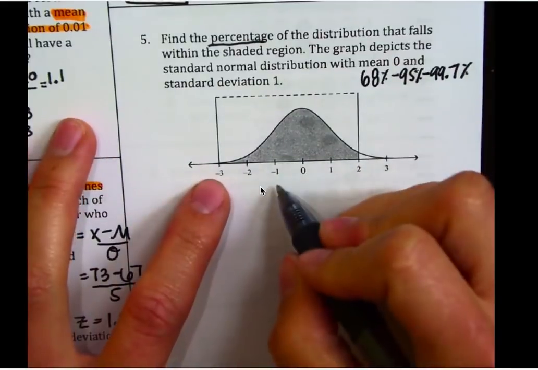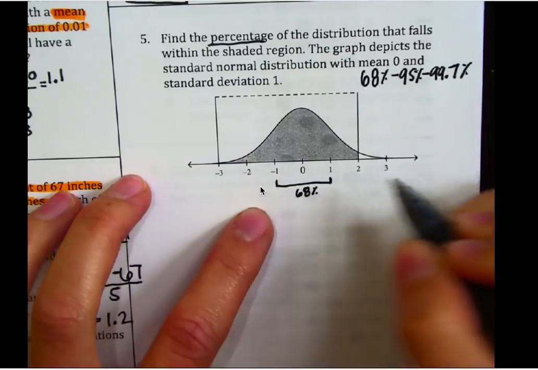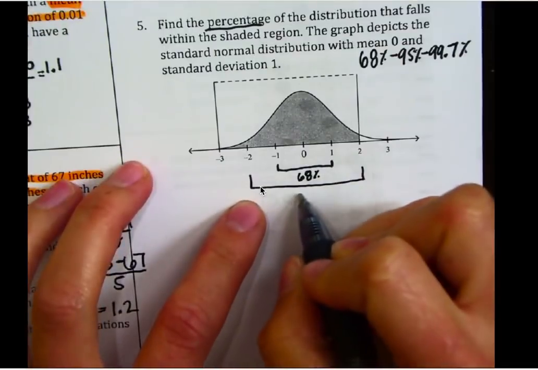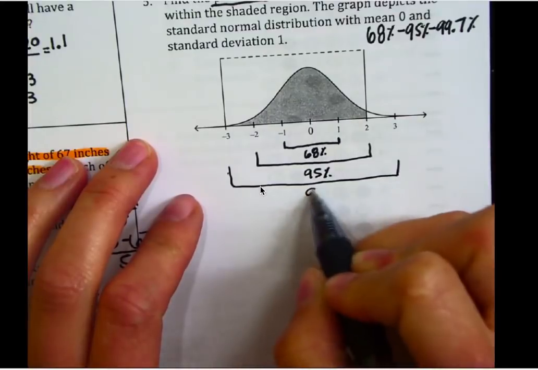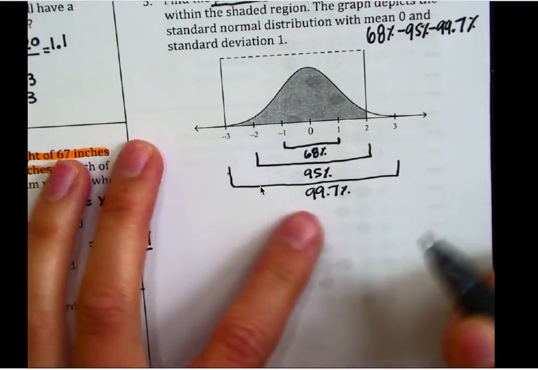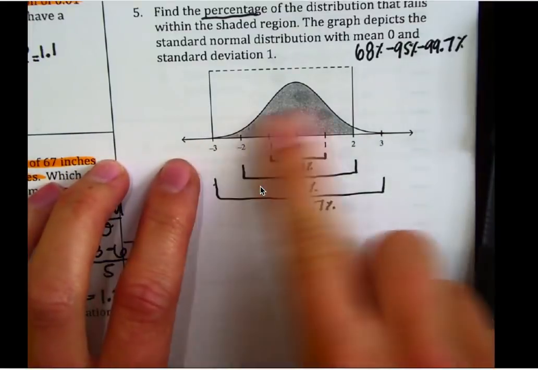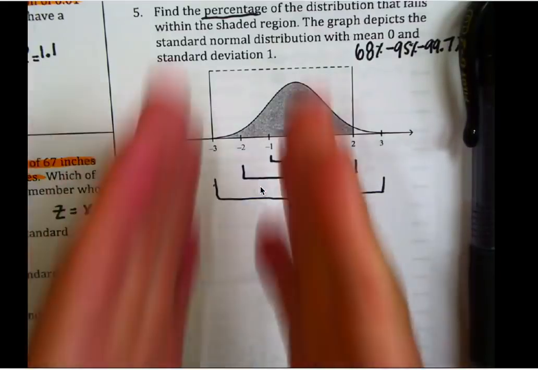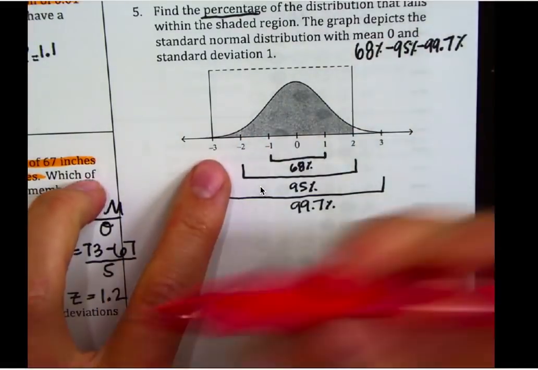We know that when you're within 1 standard deviation above and below, it accounts for 68% of the data. If you are within 2 standard deviations from the mean, it accounts for 95% of the data, and within 3 standard deviations, it accounts for 99.7%. So what we have here is shading on both sides. The way we're going to do this is break down each side and then add it. I'm going to first look at the left side of the mean.